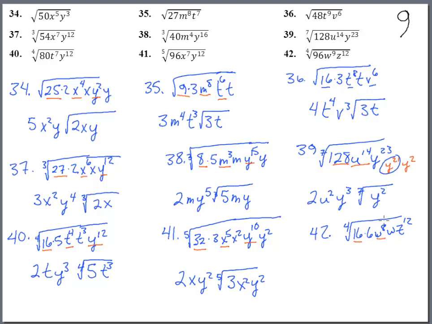Notice that we're talking about multiples of 4 because when you do exponent to exponent, you multiply exponents, and that's a denominator, so that'll come out to be 2, 8 over 4. And Z to the 12th, 12 over 4 is 3. So we have 2w squared z to the third times the fourth root of 6w. And that's it.